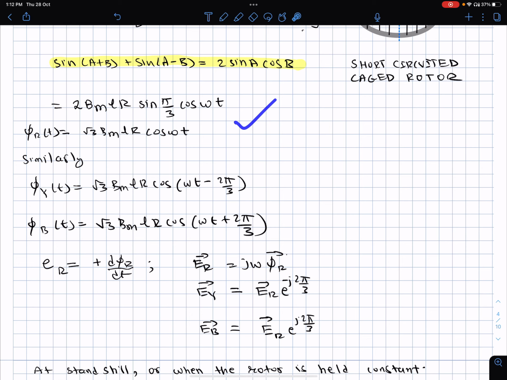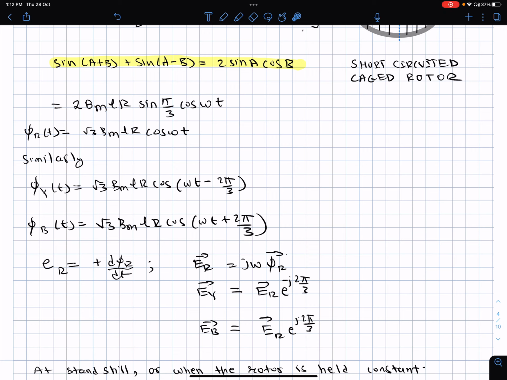So once we have written the R phase flux, we can immediately write the flux associated with the Y phase, and we can write the flux associated with the B phase, RYB or ABC. Both the nomenclatures are commonly used. The advantage of RYB is you can color code it, and that is easy to identify for an engineer working on the field. ABC is a nice simple nomenclature.